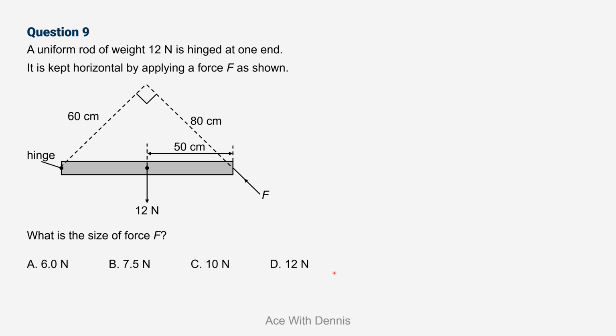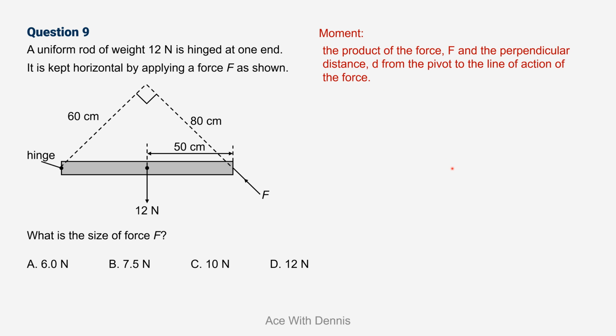Okay, to answer the question, we need to determine the size of the force. So first, we need to relate it to the concept of moment, where moment is the product of the force F and the perpendicular distance d from the pivot to the line of action of the force. Based on this definition, we can calculate moment with this formula: M equals force F multiplied by the perpendicular distance d.